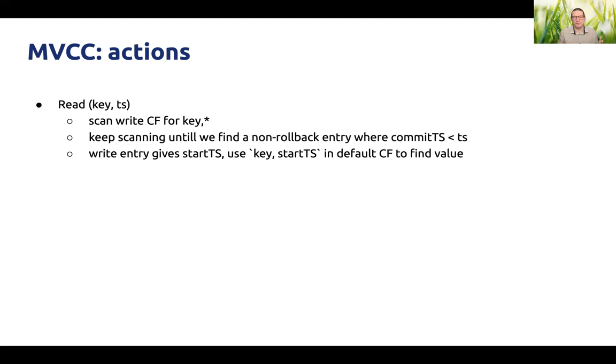Okay, that's quite a mouthful, but if you cast your mind back to the snapshot diagram of reading the most recent write, that's basically what's going on here. Once we found that entry in the write column family, that means that we found a transaction that was committed and is the one that we should read. And so we can read the start timestamp of that transaction from the write column family. And then we can use the combination of the user key and the start timestamp to look up the actual value we're after in the default column family.